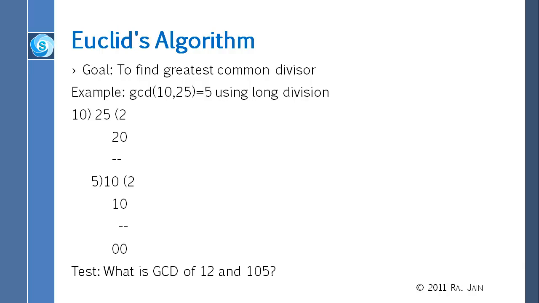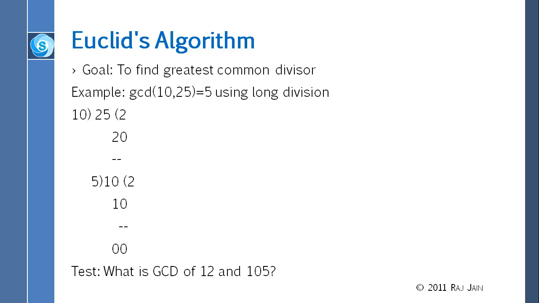Well, you could factorize both of them and then find out what are the common factors and then multiply them, but that's actually much more difficult than the method here, which is that you divide 25 by 10. Whatever remainder comes out, you divide that by, basically you keep going, so you divide 25 by 10, you get 5. You divide 5 into 10 basically, and then you get 2, and then you get 0. Once you get a 0, then the last divisor is the greatest common divisor.